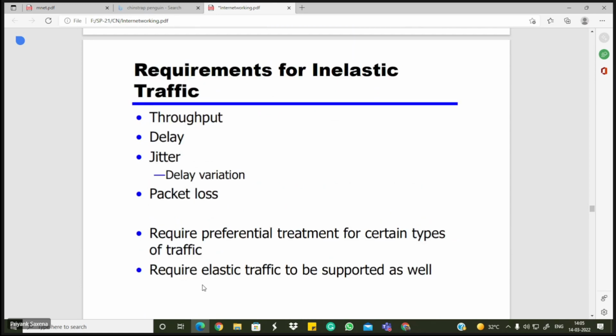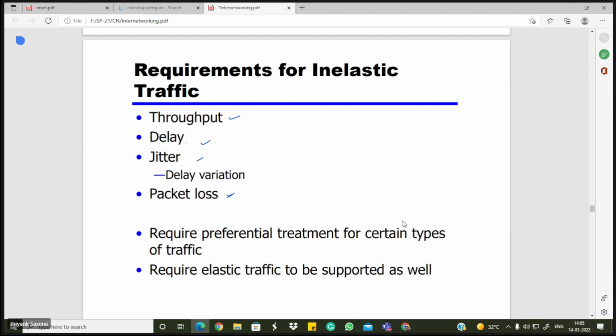What are the requirements for inelastic traffic? Throughput, delay, jitter, and packet loss. It demands higher throughput, minimum delay, minimum jitter. Jitter is the delay variation. And minimum packet loss. It requires preferential treatment for certain types of traffic, right? You want that one application which is highly important should be given preferential treatment.